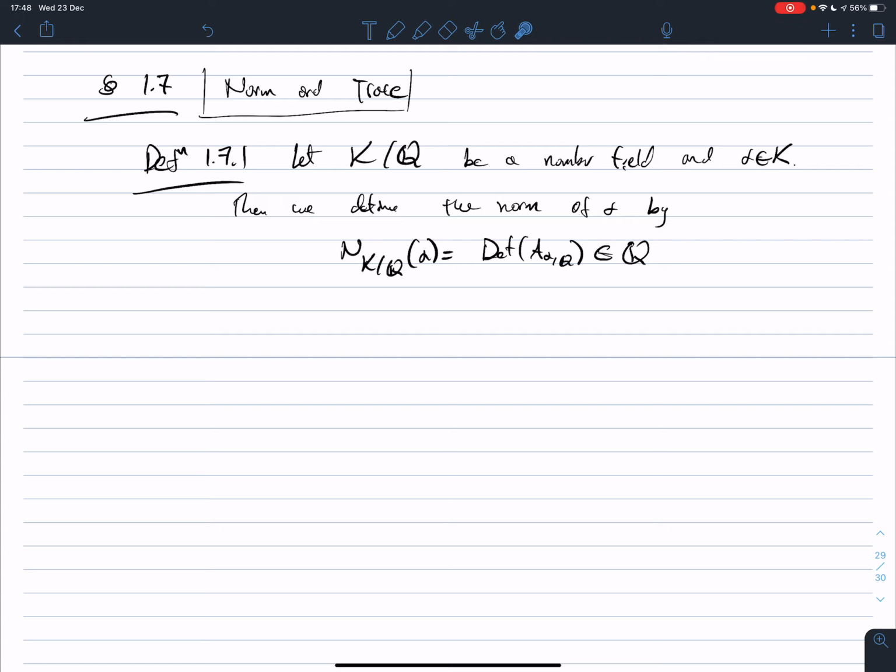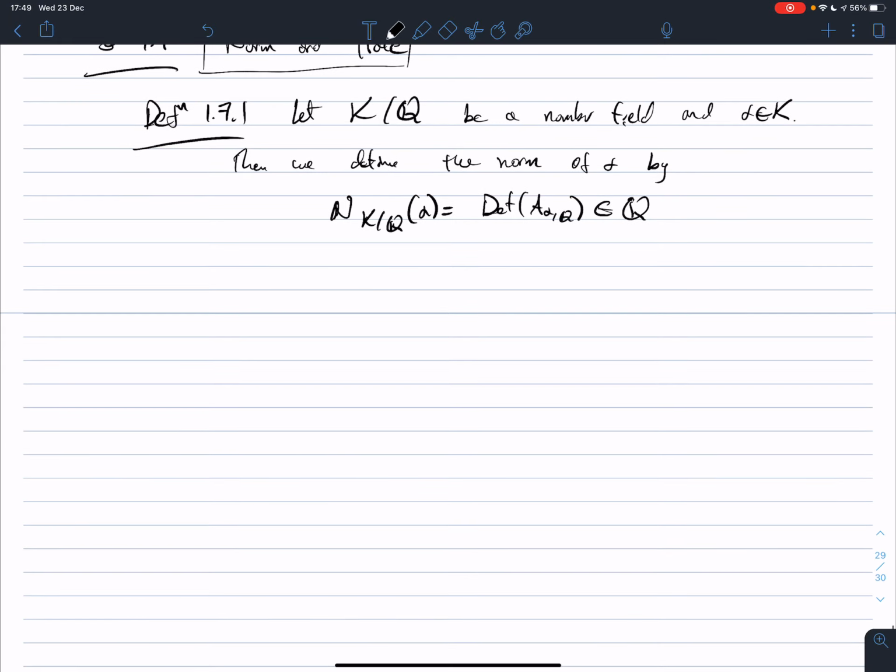Similarly, if you're taking this to be some field F, and you put this field F here, then you get the norm from K to F of alpha to be the determinant of that matrix, which would now be an element of F. Anyway, you can imagine how this generalizes if I just change Q to F everywhere, and it works. So this is the norm.